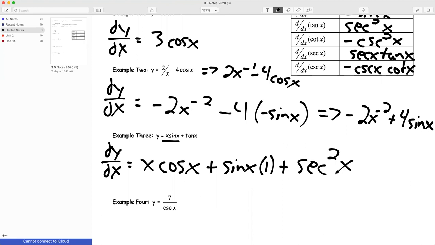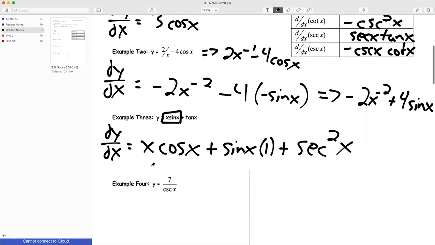Okay, because this x sine of x, I did the product rule. The product rule says first times the derivative of the second plus second times the derivative of the first. So I have x times the derivative of sine of x, which is cosine of x, plus the second term, which is sine of x, times the derivative of x, which is 1. Technically I did that previously, but the second term there was 0 because I'm multiplying it by the derivative of the constant.